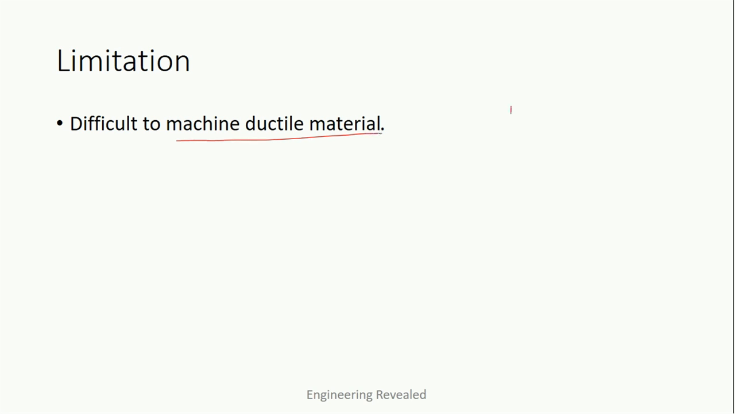But this process has certain limitations. First, it is difficult to machine ductile material by using abrasive jet machining, because ductile materials are soft materials. When you attack the soft ductile material with the help of the abrasive particle, it will simply enter into the ductile material and stick there. So the machining process may not take place, or machining efficiency is very low. So it is normally avoided for ductile material.